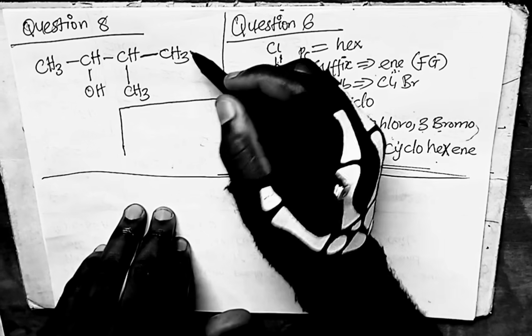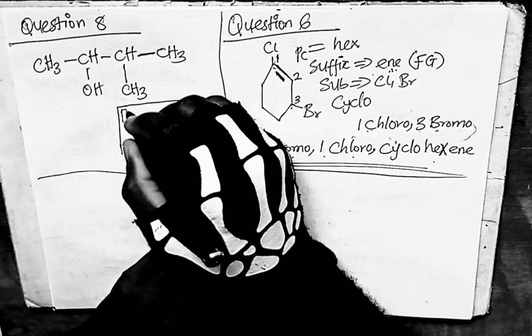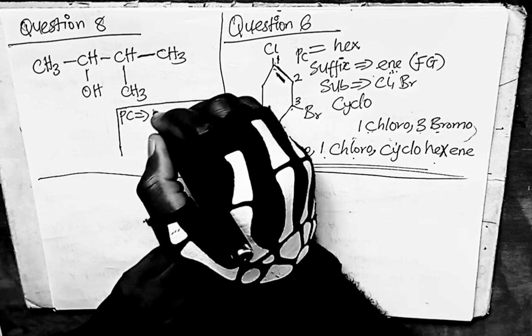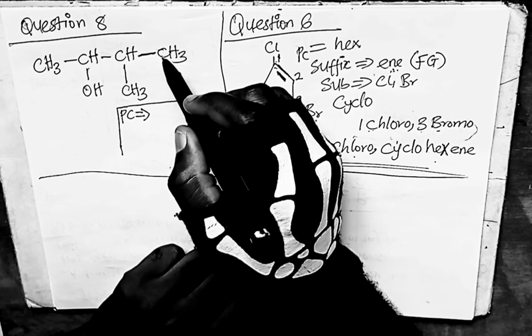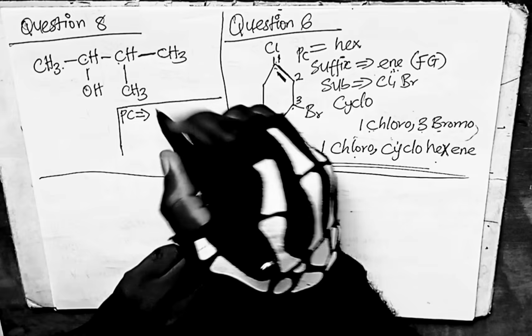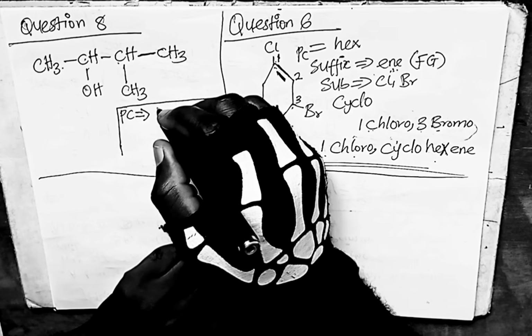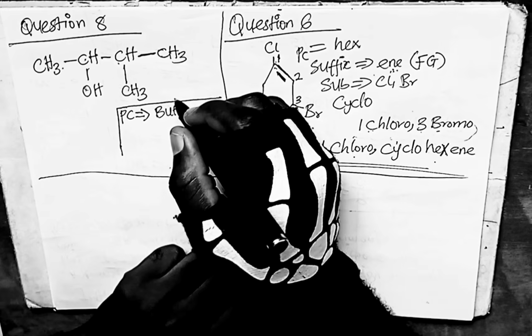So first thing is to identify the longest continuous carbon chain, which is the parent chain. The PC is what? Let's count together. Longest continuous carbon to carbon bond chain. 1, 2, 3, 4. That's 4. And the prefix for 4 carbons is but. Okay, but. That's 4.